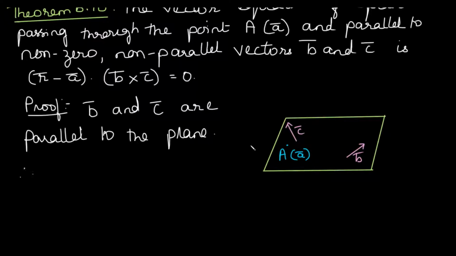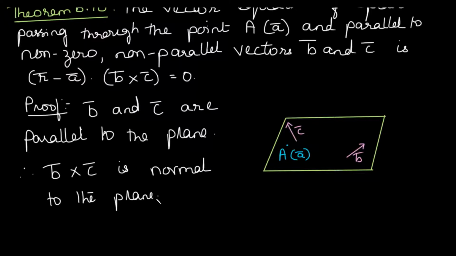Therefore, from chapter 5 we have learned that B cross C is perpendicular to the plane. So B cross C is a vector which is perpendicular to the plane. Now a vector which is perpendicular to the plane is called normal to the plane. So B cross C is normal to the plane. We can represent B cross C this way.